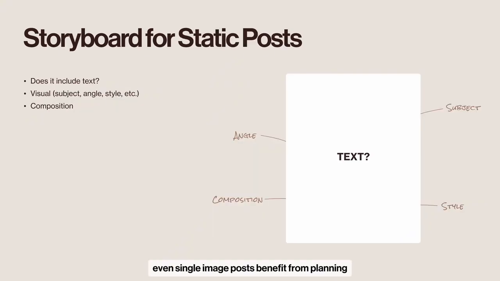Even single image posts benefit from planning. What's in the shot? How is it composed? What feeling does it convey? A simple storyboard, even just written notes, ensures you create with intention rather than hoping something works. For YouTube videos, especially longer content, storyboarding every single shot becomes impractical. Instead, focus on key moments or scene changes, the major beats and transitions that structure your video. You're creating a roadmap of important moments rather than documenting every second.